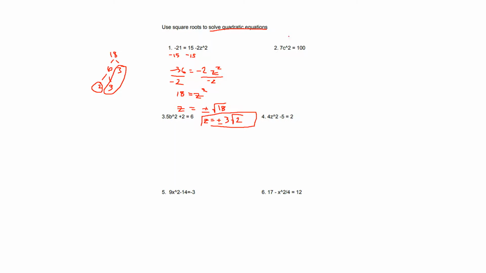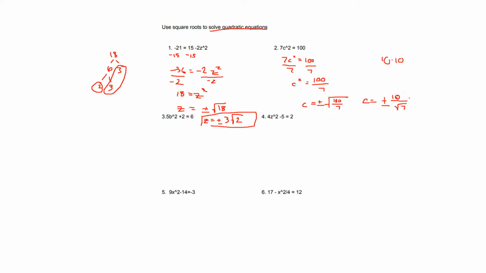Okay. Number 2, same thing. We're solving for c here. So we could isolate the c squared by dividing both sides by 7. So it becomes c squared equals 100 over 7. And the inverse of a square is a square root. So c equals plus or minus the square root of 100 over 7. And don't forget the plus or minus. And 100 is also 10 times 10. It's a perfect square. So on the top, we could just write it as 10 over square root of 7.